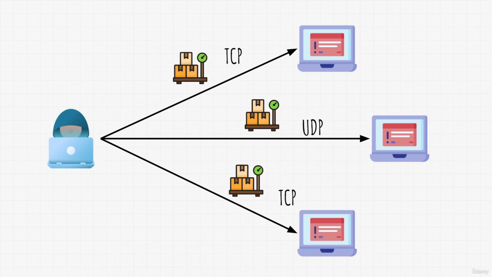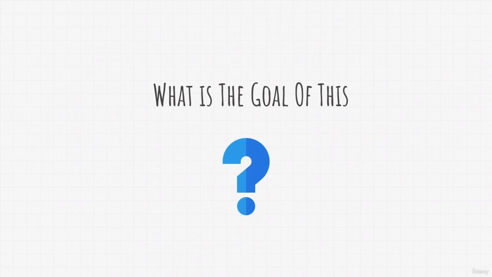TCP and UDP are just protocols that are used for sending bits of data, also known as packets, and we will discuss them in a little more detail in the next video. For now, just think of them as different communication protocols that will allow us to get information from our target. I keep talking about information and scanning and all of that without actually explaining what I mean by scanning and getting information. What are the goals of this? What are we looking for exactly?